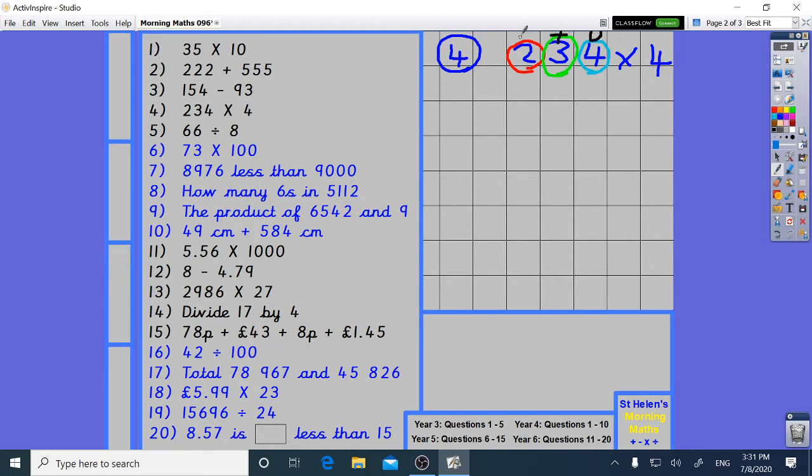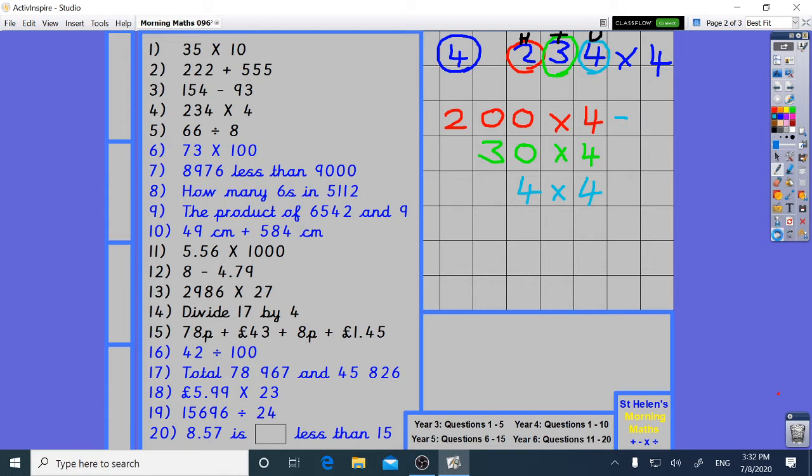Units, tens, hundreds. The 2 is in the hundreds column. I'm getting really mixed up today with these colours. 200 times 4, because that 2 with the red circle around it is worth 200. Then in the green part, I'm going to do 30 times 4, 3 tens times 4. And in the light blue, I'm going to do 4 times 4. So I've partitioned the 234 into 200, 30, and 4, and I'm going to get 3 separate answers.